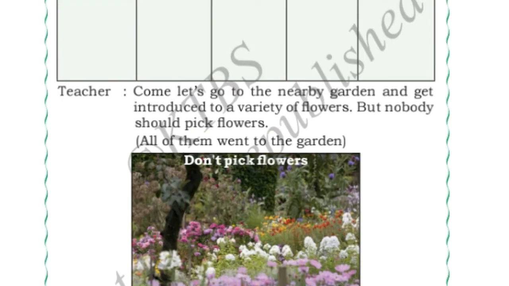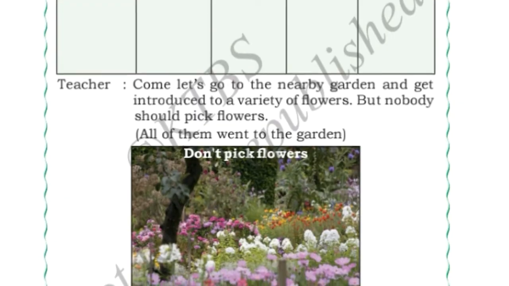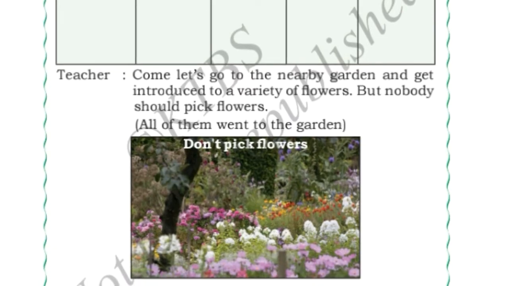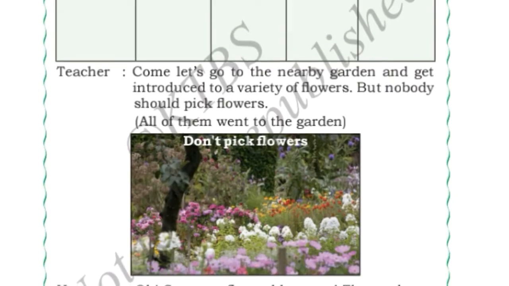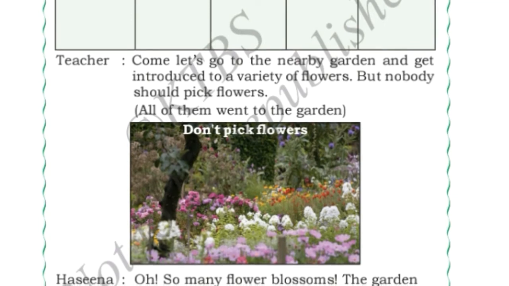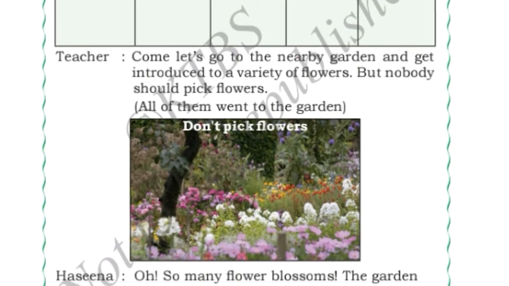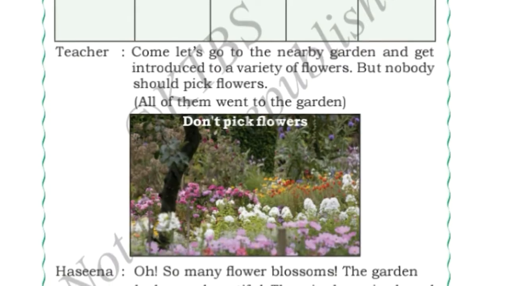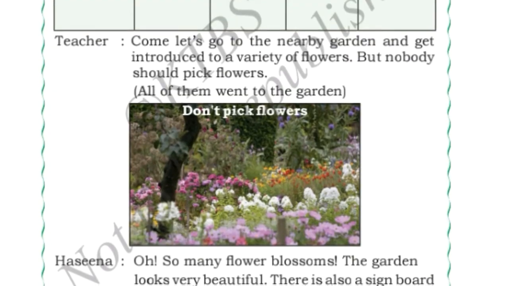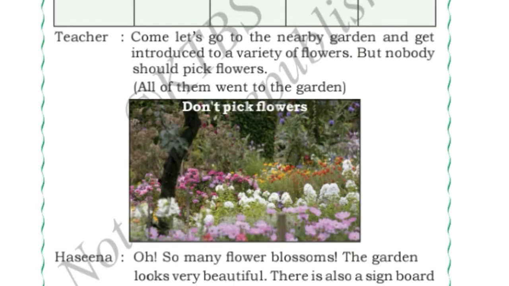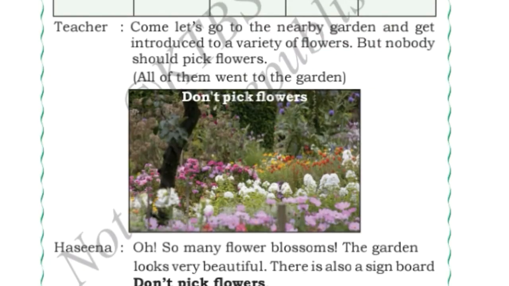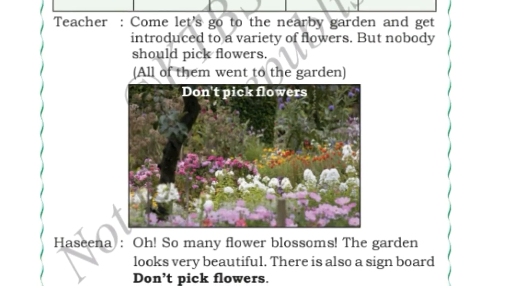Okay, now next, teacher says to the children, come let's go to the nearby garden and let us know about the variety of flowers, but nobody should pick the flowers. See children, if you go to the gardens and parks nearby, there you can see small boards near the flowers that say don't pick flowers, right? Yes, so the gardens and the parks will have the don't pick flowers signboard where the flowers are grown, right? Yes, so the teacher says to the children, let us go to the nearby garden and know the variety of flowers, but nobody should pick them.